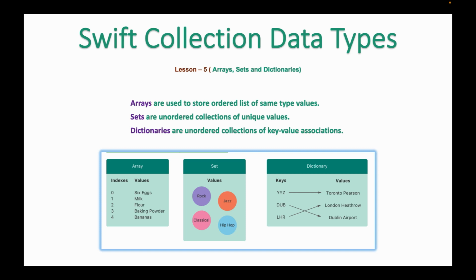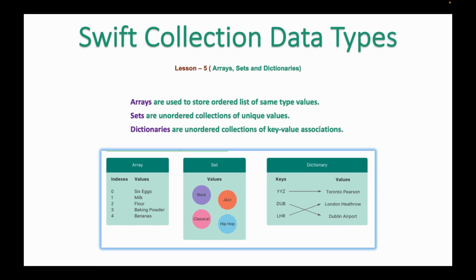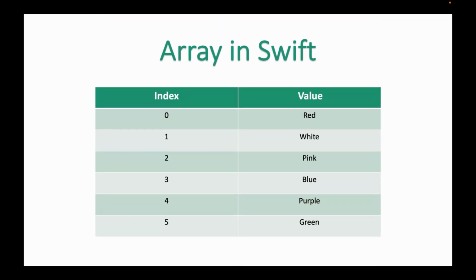Arrays are basically an ordered list of similar type of data. The values are associated with an index. Here you can see I have an array with several colors: red, white, pink, blue, purple, green, and they have indexes 0 to 5. This is similar type of data, but in an ordered way. Now let's go to Xcode to try different functions and properties of array.